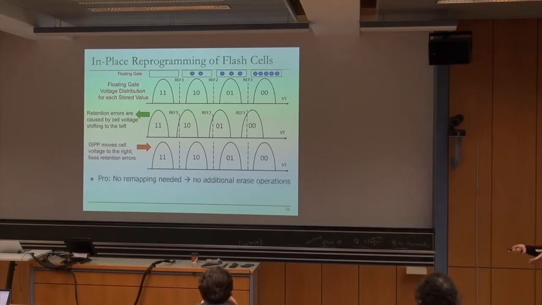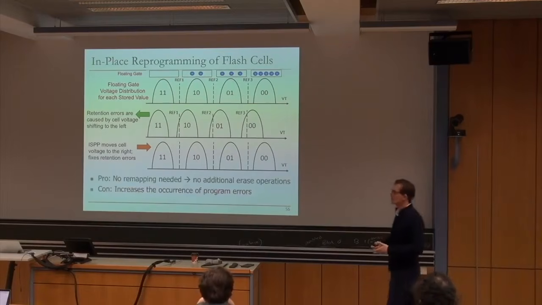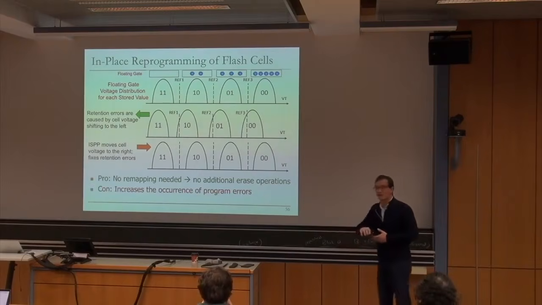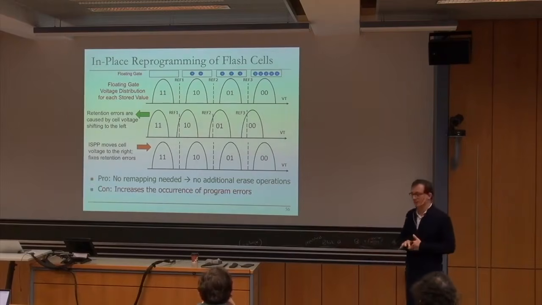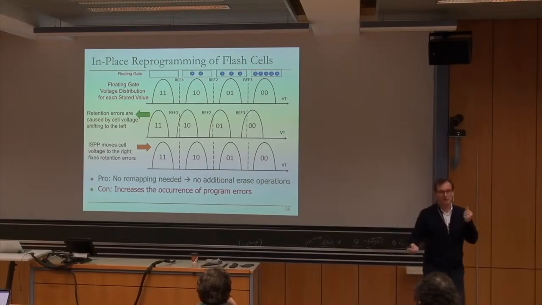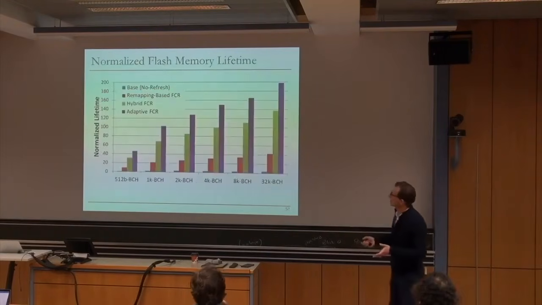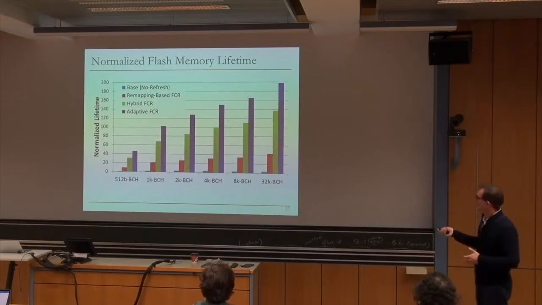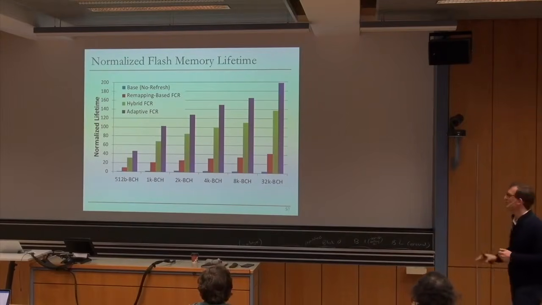The big pro is there's no remapping needed, no additional erase operations. The con is you increase the occurrence of program errors because while you're programming, you're affecting what's happening around you. And there's a trade-off. If you're introducing too many programming errors, this is not good. At that point, you need to switch to remapping-based refresh. And this paper discusses how and when to switch to remapping-based refresh. Okay, that's the idea. So let's take a look at the benefit, actually. The benefit is very interesting. It's very telling. So this is a different amount of BCH codes. BCH codes are very famous error-correcting codes.